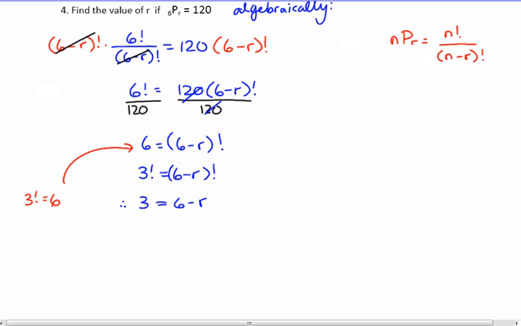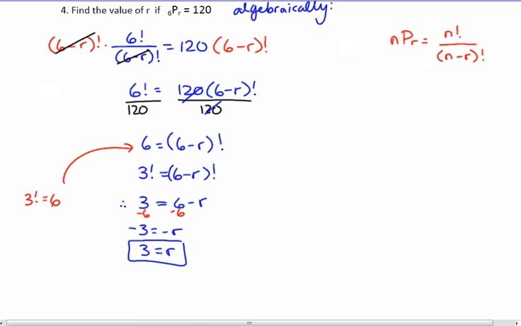And if we want to do some algebra, we can do that. Or you can just look at this and figure out what r would have to be. 6 minus what is going to give you 3? 3, right? So r is 3. Or if you want, you could go through all the work of minus 6 gives me negative 3 equals negative r, divide by negative 1, 3 is r. And there's our solution algebraically.